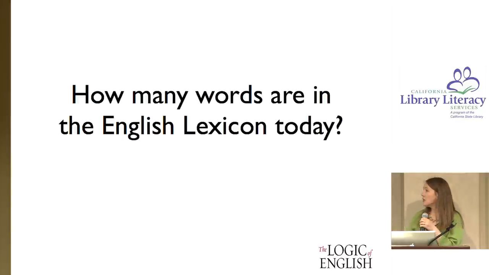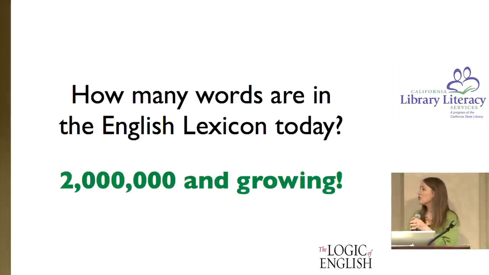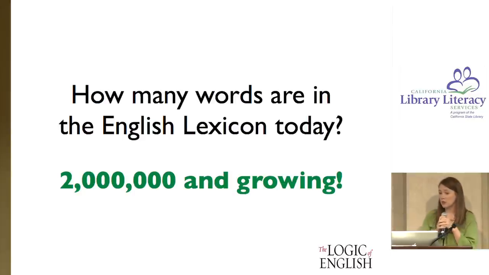So do you have any guesses for how many words are in the English lexicon? Just take a guess. More than 800,000. More than 1 million. By some counts, there are 2 million words and growing. English is the largest language in the history of the world. The next largest language is thought to be German, with about 200,000 words. So we have an enormous task.